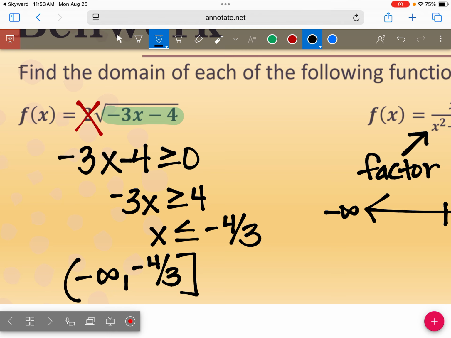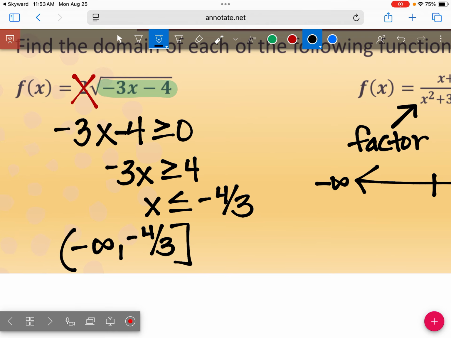This is the way you have to write your answer on the test next week, or quiz. Next week is a quiz. Any questions?